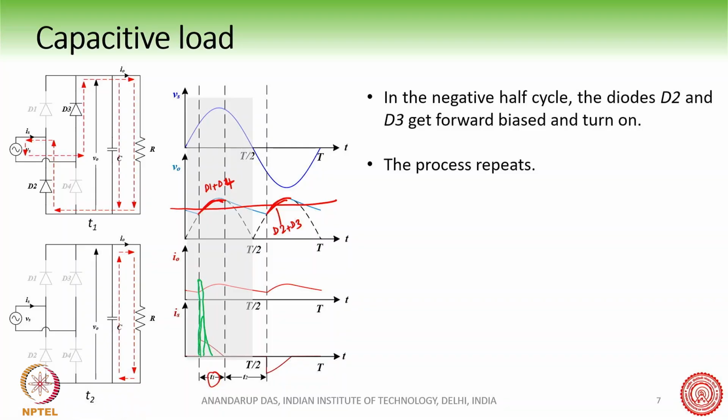If you increase the value of the RC time constant, or if you increase the value of the capacitance, then T1 will become smaller and smaller, and the input current will become more and more peaky in nature, with a very sharp rise. What is the reason for that? The capacitor at steady state has a constant voltage, which means that whatever energy comes into the capacitor over a fundamental cycle, that energy must go to the load.